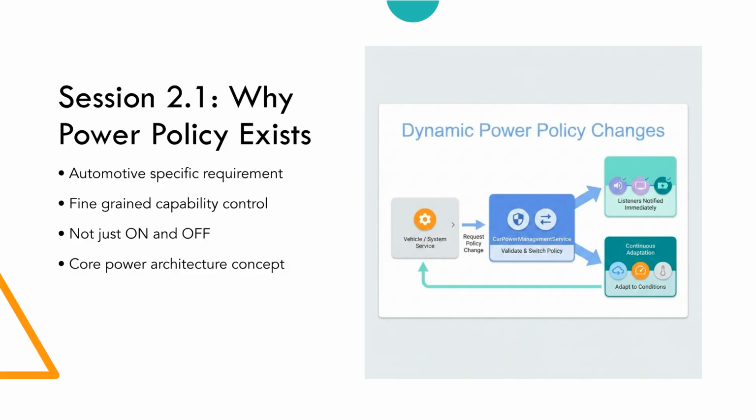It defines a contract between the vehicle and Android describing which capabilities are permitted at a given moment. This concept does not exist in mobile Android and is fundamental to automotive power architecture.